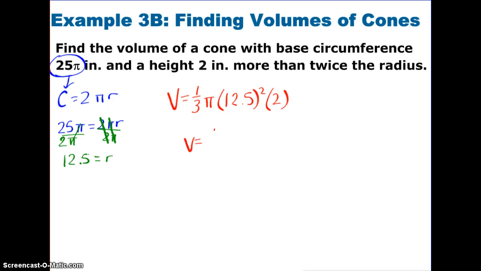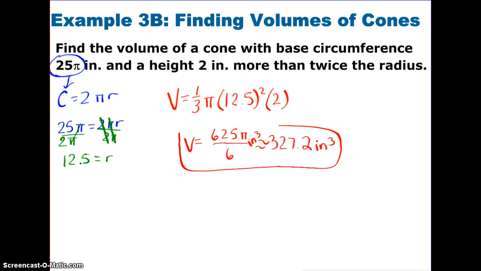So volume equals 625 pi over 6, or as a decimal, 327.2. And then don't forget your units, I should have put them here: inches cubed. So instead of finding the area of the base first and foremost, I just went ahead and plugged the radius directly into the equation. You could have found the area of the base first with pi times 12.5 squared, and then plugged that number in, or you could have just plugged it in how I did here.